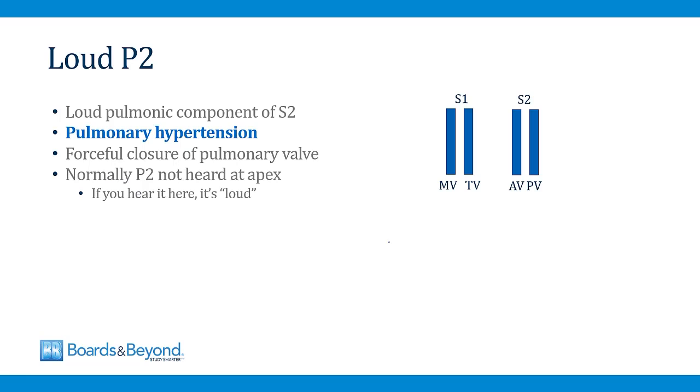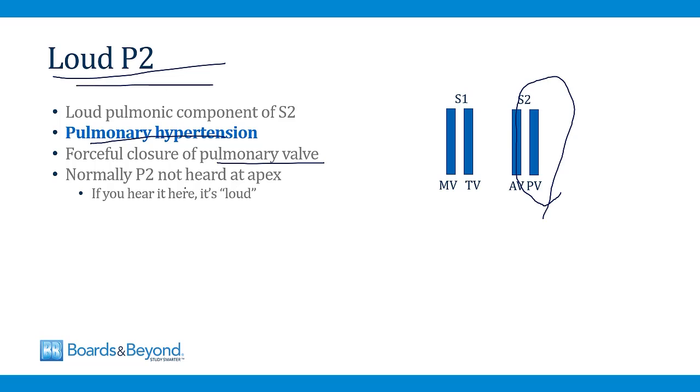The second component of the second heart sound is caused by closure of the pulmonic valve. And this component is sometimes called P2 because it's the pulmonary component of the second heart sound. And this gets loud when patients have pulmonary hypertension. And it's super high yield to know this for your board exams. When the pressures in the pulmonary artery are high, this causes forceful closure of the pulmonic valve and makes the second heart sound pulmonary component, the P2 component, loud.